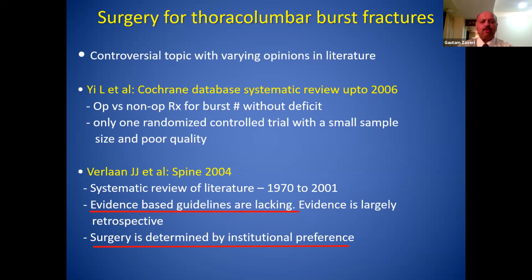And in fact, if you look at Verlan's systematic review of literature, which covers 31 years of literature on thoracolumbar fractures, he concluded that evidence-based guidelines are lacking and that surgery is determined more by individual and institutional preference rather than any specific clear guidelines.